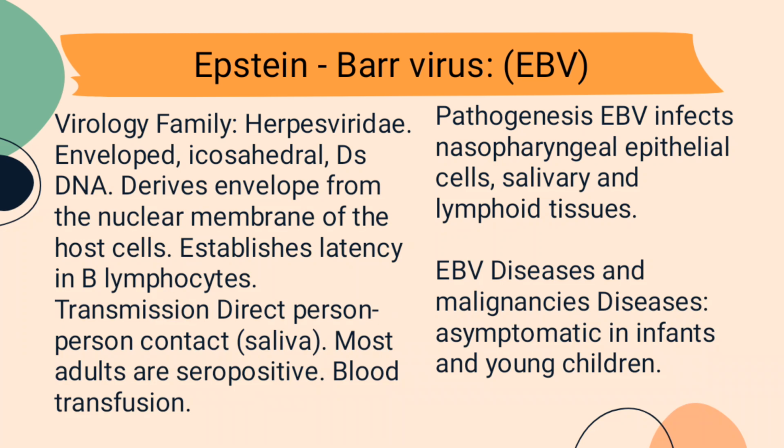Most adults are seropositive. Blood transfusion. The pathogenesis of EBV: it infects nasopharyngeal epithelial cells, salivary glands, and lymphoid tissue. EBV diseases and malignancies; the disease is asymptomatic in infants and young children.